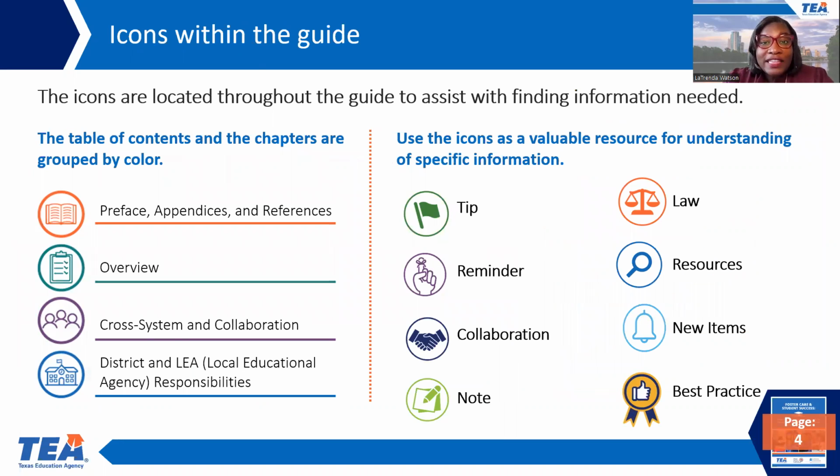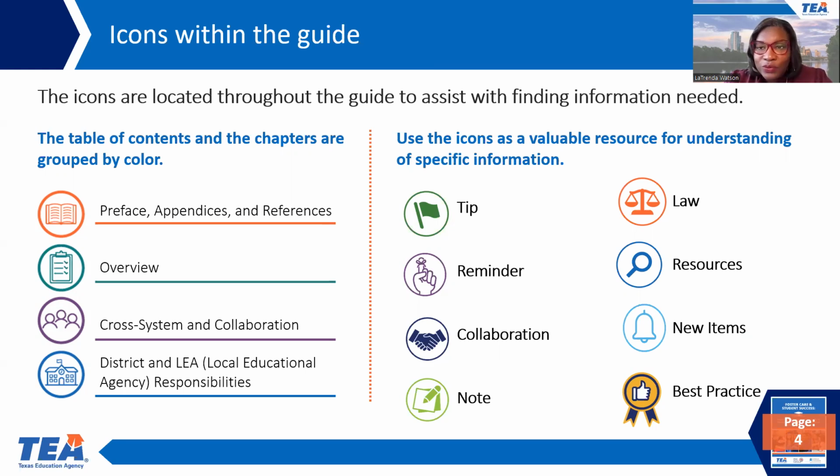So for the icons within the guide, the table of contents and the chapters are grouped by color. There are four main topics by those colors. The preface, appendices, and references are orange. Then we have our overview, which is green. We have our cross systems and collaboration, which is purple. And then we have our district and LEA, local education agency, responsibilities, which are blue. So each chapter is color coded. That is to help you understand what we are trying to get you to see with this chapter. So make sure you are paying attention to that part.